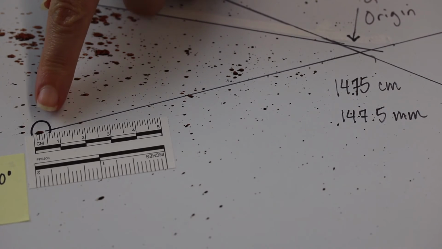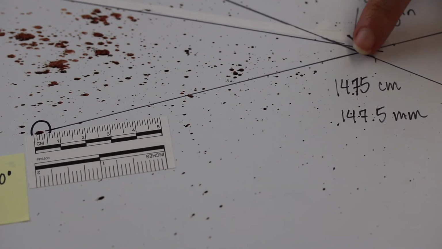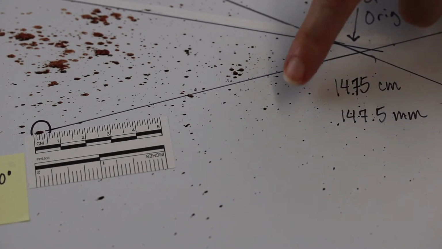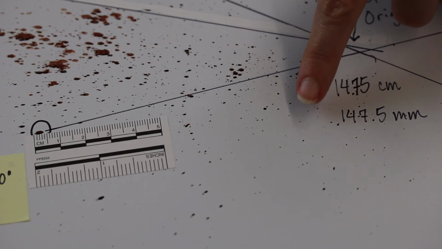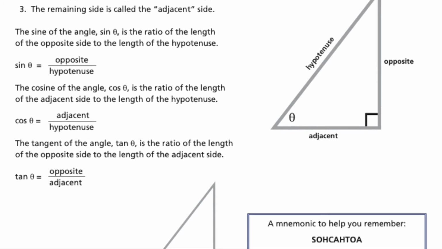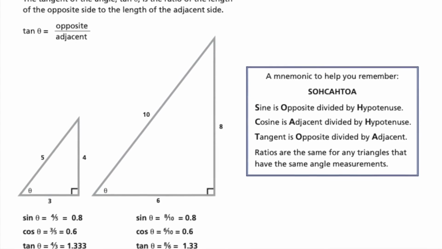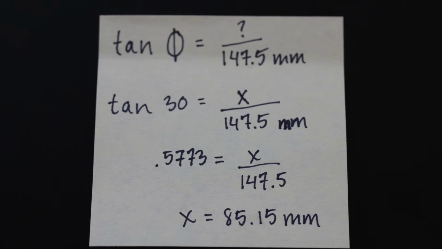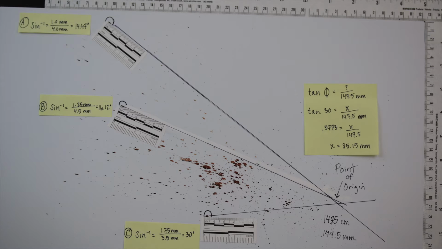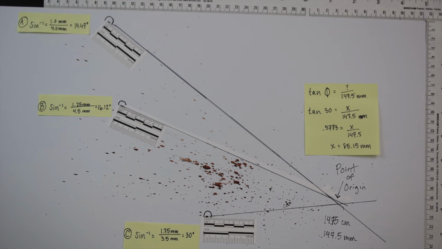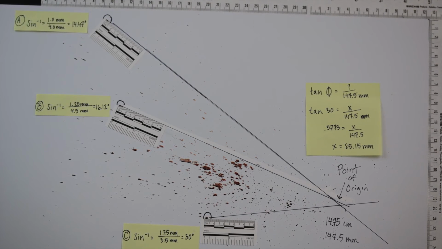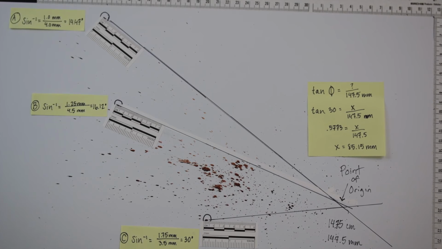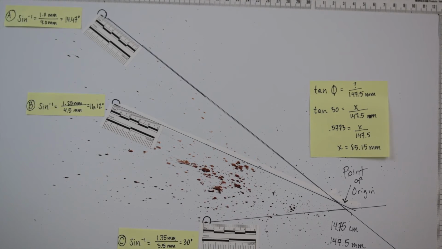Choose one blood droplet and measure the distance between it and the point of origin where your other lines closely meet. Then, with the help of your instructors, use the tan function to calculate the height of impact. You can use the other 2 droplets to determine their heights and take the average of all 3 to give a better estimation of the height where the object struck the victim.